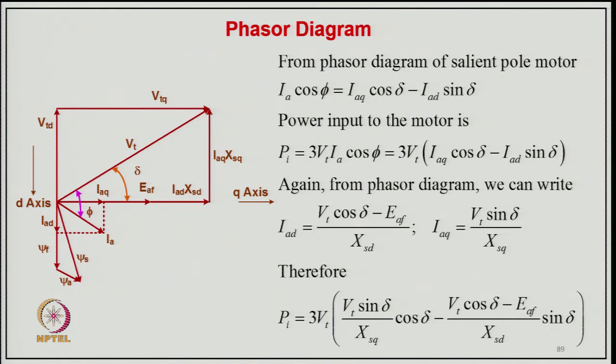Again, from the phasor diagram we can write IAD equal to (Vt cos delta minus Ef) upon Xd, and IAQ equal to Vt sin delta upon Xq. So, Pi equals 3 Vt sin delta upon Xq times cos delta, minus (Vt cos delta minus Ef) upon Xd times sin delta.